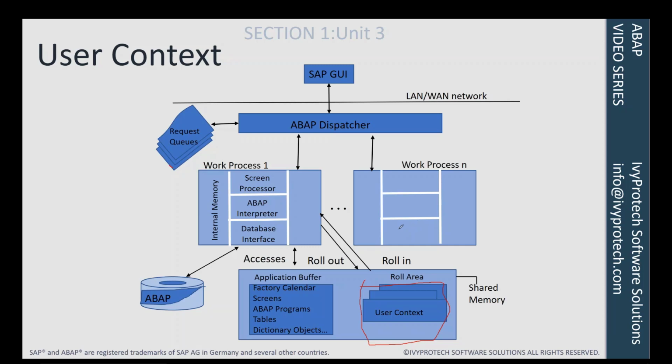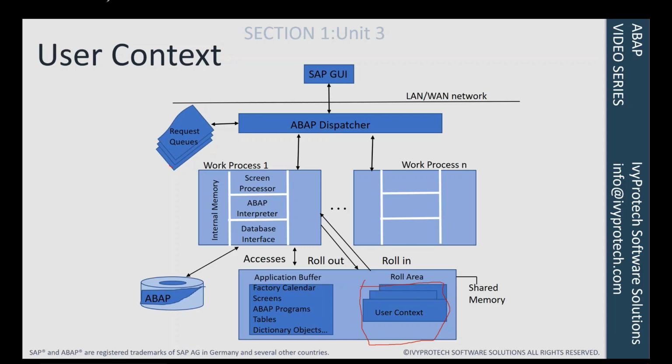So like that, the work process is rolling in the user context, applying it to the request, and once it has finished processing the request, it will roll out that user context. So that way it can identify who the user is. And this user context area is refreshed only when you log in and log out from the system.